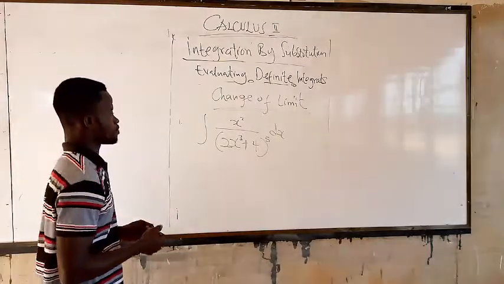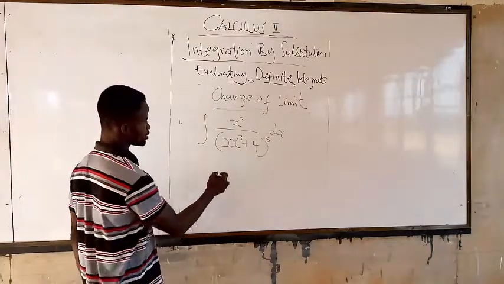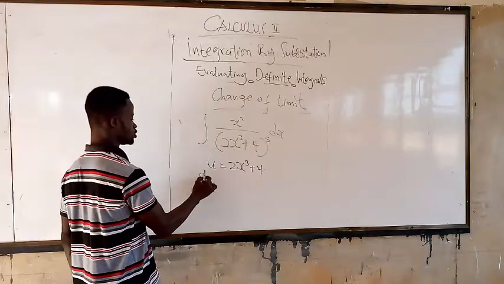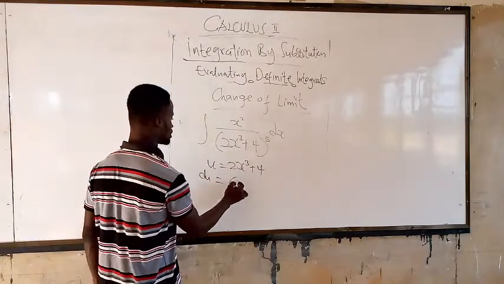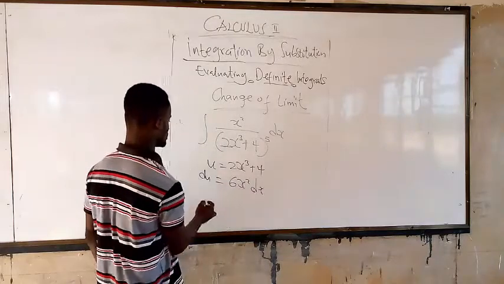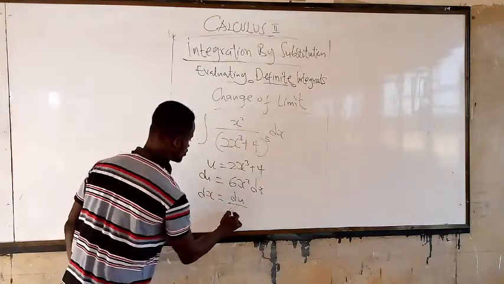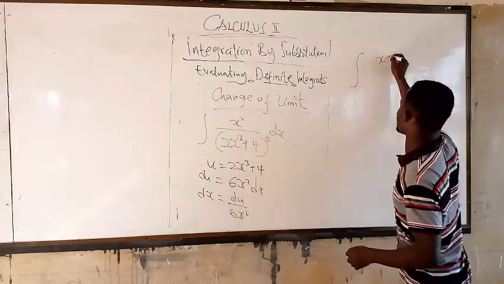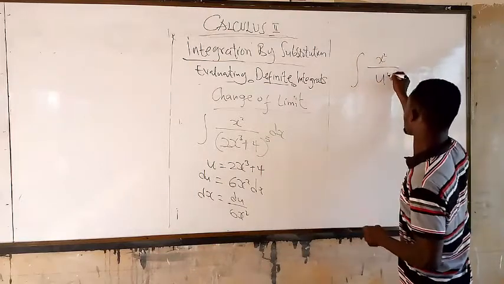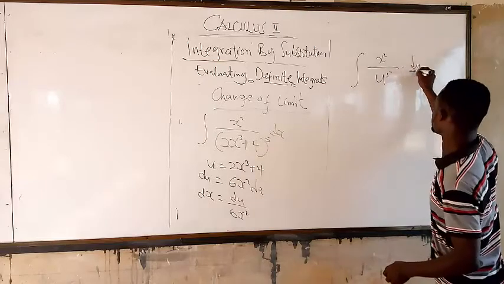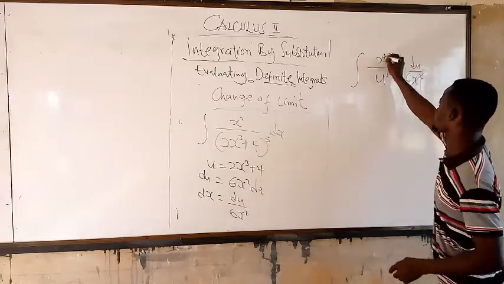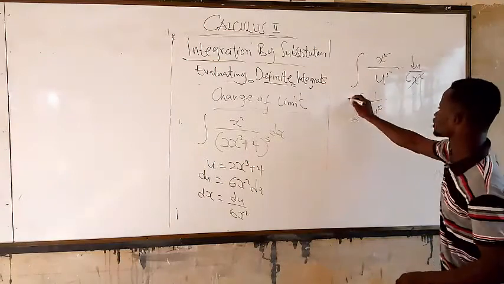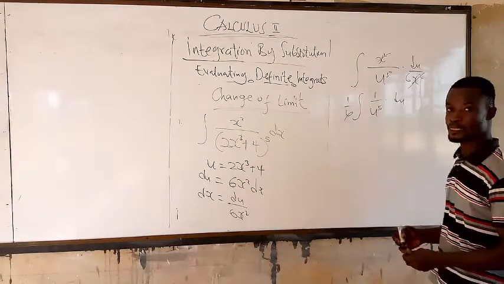Okay. So here, hope you can see that we can set u to be equal to 2s cubed plus 4. So du will be equal to 6s squared ds. Therefore, ds is equal to du over 6s squared. Then, by substitution, we have s squared over u raised to the power 5, and ds is du over 6s squared. This will take away this. You get the integral of 1 over u raised to the power 5, and the constant is 1 over 6, du. Hope you can see that.